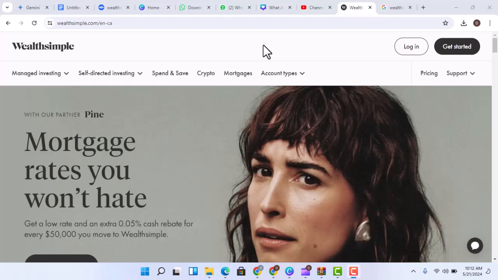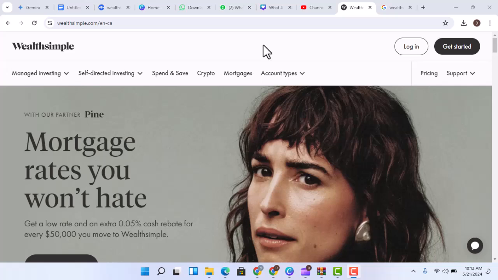Hey everyone, you've just discovered a hidden gem, a financial app that promises to simplify investing. It's called Wealthsimple. You're intrigued, but one question lingers in your mind. How much does Wealthsimple charge per trade?